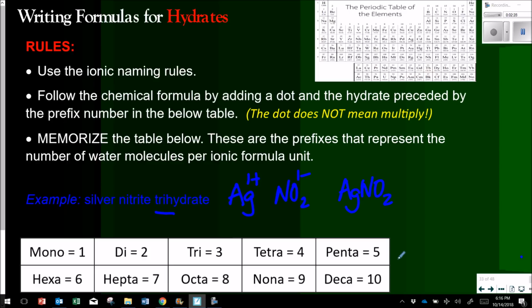You have to memorize this table here and the prefixes that represent the number of water molecules. So mono is 1, di is 2, tri is 3, and so on. So please look at the table and make sure you memorize all of the prefixes up to 10. So when we have trihydrate, tri is 3. So we put a dot with 3H2O. Again, the dot does not mean multiply.